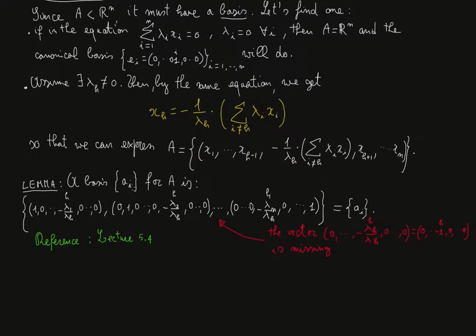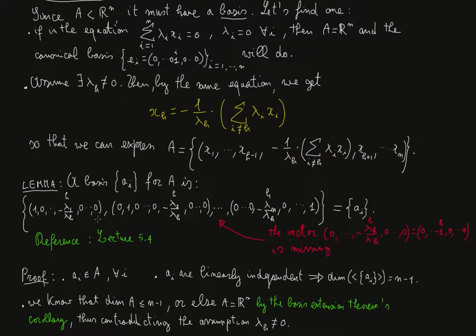So, lemma: a basis ai for A is given by the following n-1 vectors. They all look like a vector of the canonical basis, except that in the h position we have a scalar given by negative lambda i divided by lambda h. So in the first vector there will be negative lambda 1 divided by lambda h, in the second vector negative lambda 2 divided by lambda h, and so on. Notice that the vector that would correspond to negative lambda h divided by lambda h is not here. So there are n-1 of them. Now the reference for the definition of a basis is in lecture 5.4. So let's see how to prove this.